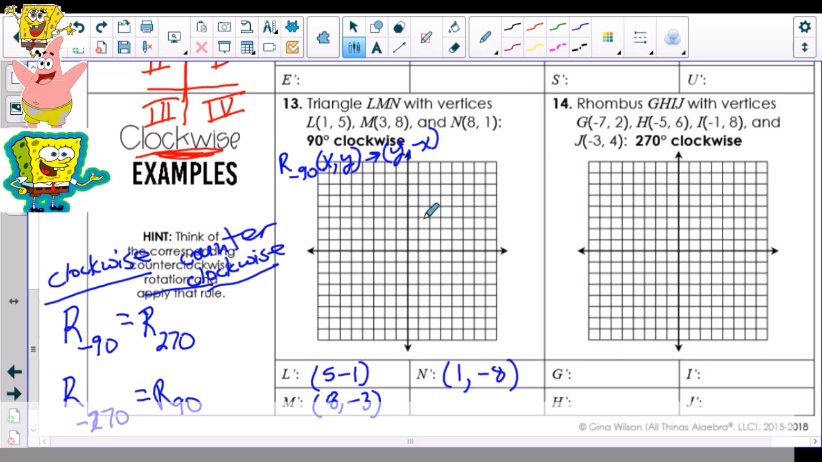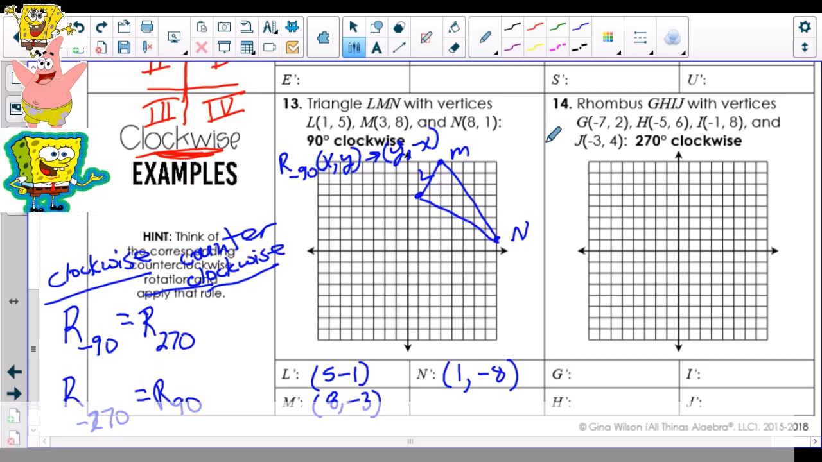Now let's plot our points. Let's do the pre-image. L is at 1, 5, right there. And then M is at 3, 8. So M is way up there. And then N is at 8, 1. So here's N way over there. So here's our pre-image.